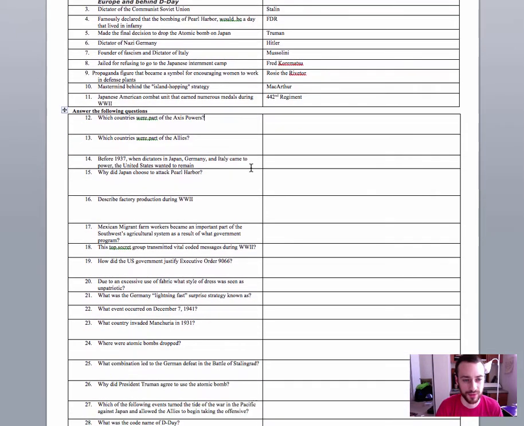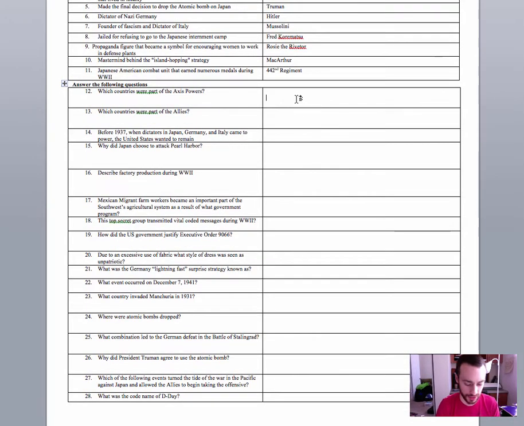Which countries were part of the Axis powers? I'm just going to list 3 here. That's all you need to know for the test. Germany, Italy, and Japan. Italy, it's not spelled correctly. Alright. Which countries were part of the Allies? Put US, Britain, France, Soviet Union. I think that's all the ones that you need to know for the test, but you could also throw China in there.